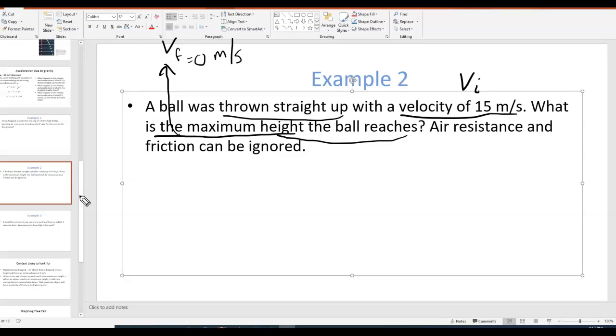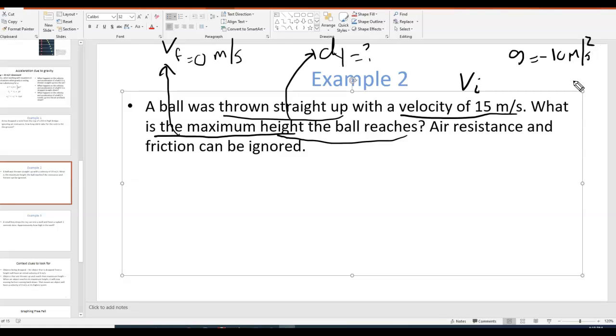Plus, the question itself is asking me for a height. Now, how do you measure height or distance? Well, that's going to be in meters. So this question is asking me for dy. If you want to know how high something is, you're looking for displacement. So we're looking for dy. Now, again, because it's a free fall problem, we also have the acceleration due to gravity. G is negative 10 meters per second squared.